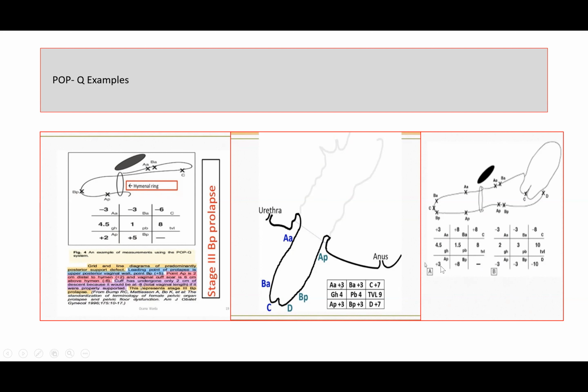Here, likewise, now plus 3, we already knew this is also plus 3. So this is also stage 3 prolapse. This is plus 8. This is plus 8. This is stage 4 prolapse. There is no D, so there is no uterus.